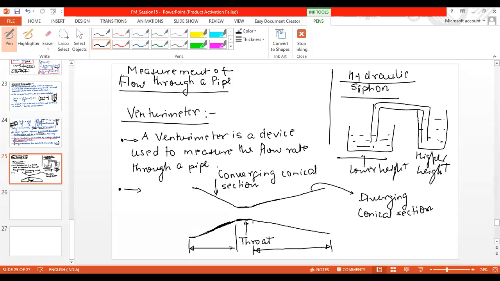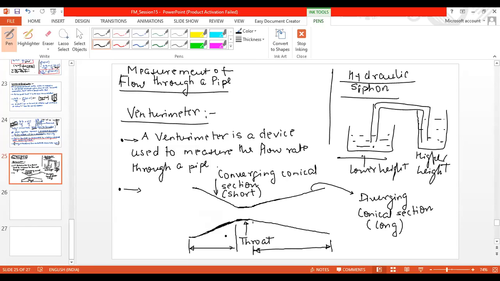So now we use this Venturimeter to measure the flow rate through a pipe. Now how is it done? Let's understand this. Also remember that the converging conical section is short, and the diverging portion of this Venturimeter is long. And these two are connected by a throat.